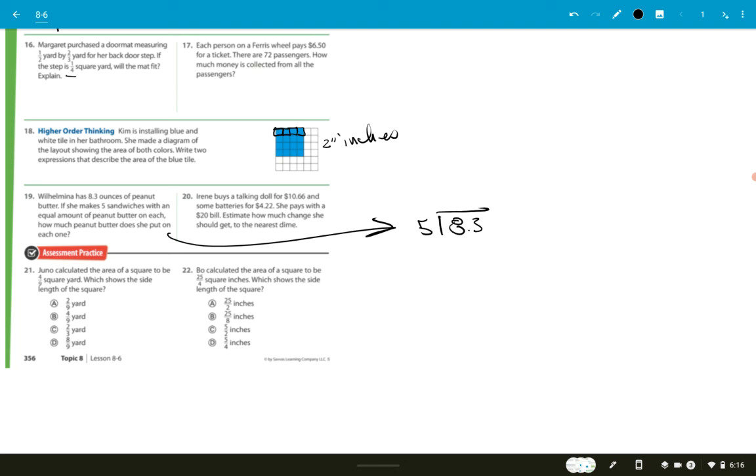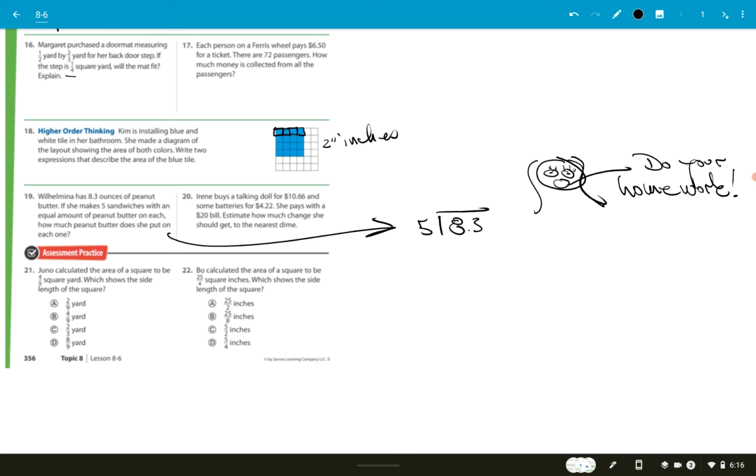All right. 20, Irene buys a talking doll for $10.66. I wonder if they sell dolls that say, do your homework. Wouldn't that be a great doll to have? Just a doll with long hair and pretty eyes. And she speaks and says, do your homework. Like that. And then, yeah, I think we could make a lot of money if we could sell a doll like that. That would be amazing.